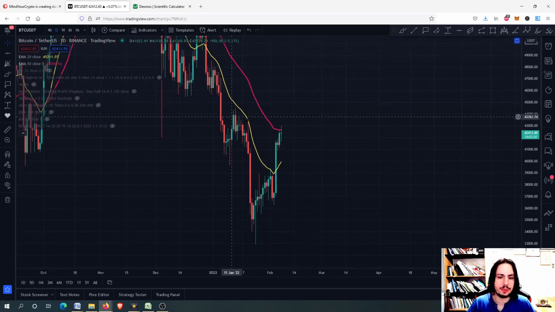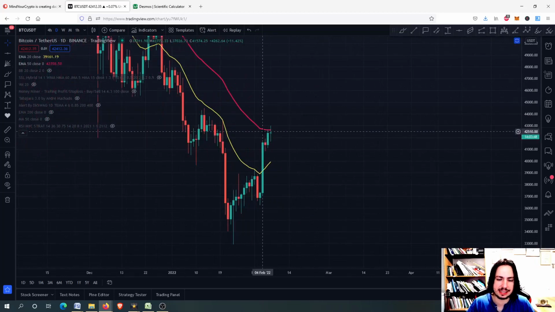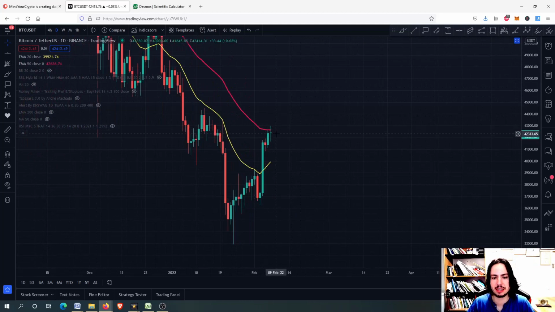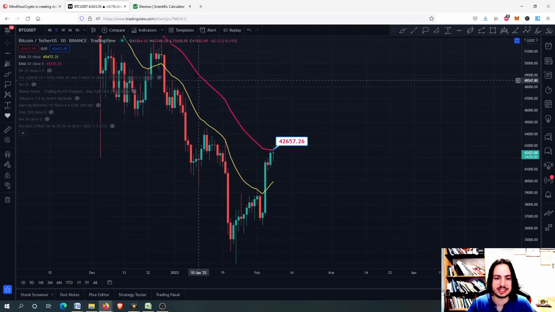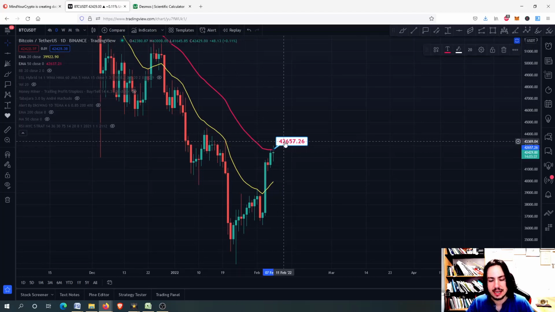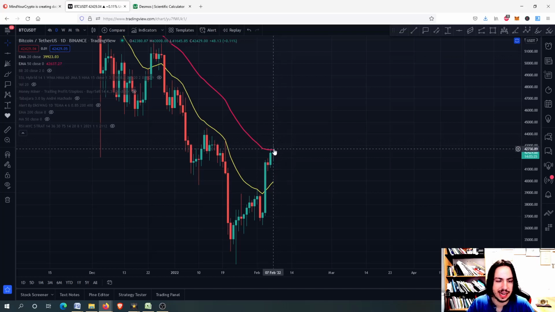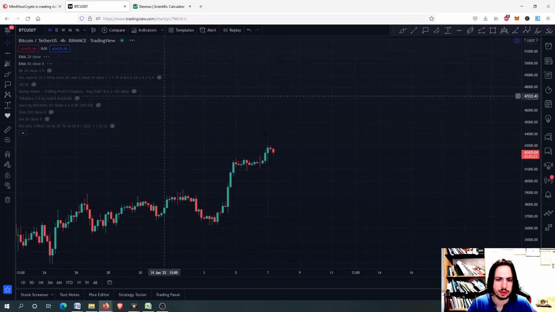So we can see that right now we are getting a little bit rejected from the 50-day exponential moving average. If we get rejected, we are going to have a little bit of a correction for Bitcoin this time. You can see that the 50-day exponential moving average, this red line, has stopped at around 42.6, 43k. So we made the high of 43k, and now we might be falling a little bit down. However, let's go to the 4-hour frame.